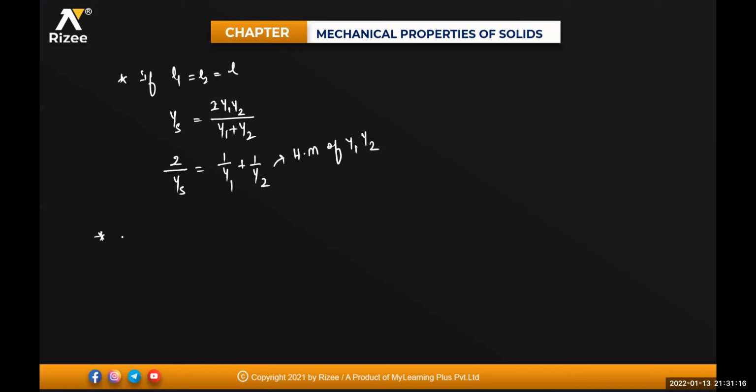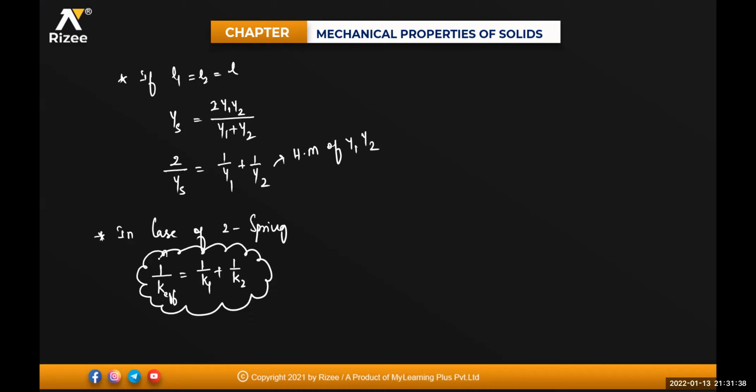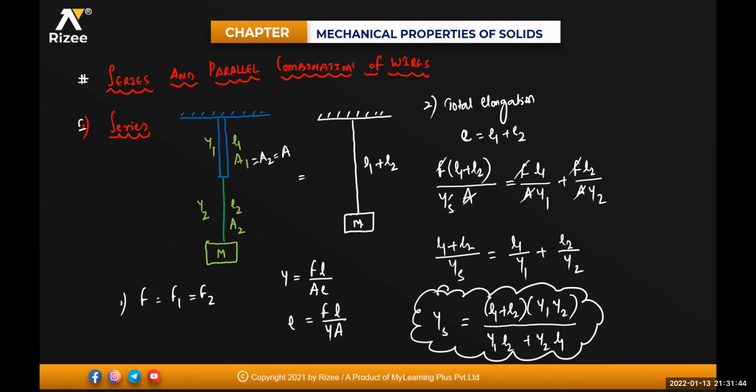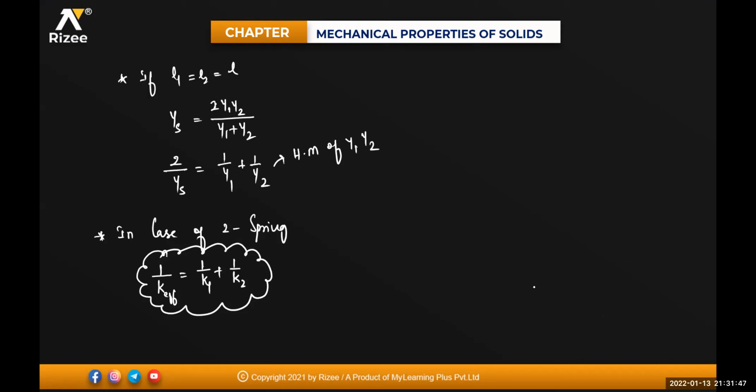Okay, the same way, in the case of two springs, we also write what, beta? 1 by K will be equal to 1 by K1 plus 1 by K2 in series combination. Is that clear? So in series combination, the effective Young's modulus is calculated with the formula Y equals 2 times Y1 Y2 divided by Y1 plus Y2. So it is a harmonic mean of Y1 and Y2.